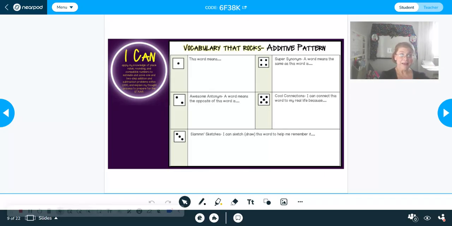So now they can take that and then write what is a synonym of additive pattern. Awesome. Antonym, a word that means the opposite, as subtractive pattern. I don't know. And then cool connection: how can we connect this to our real life?